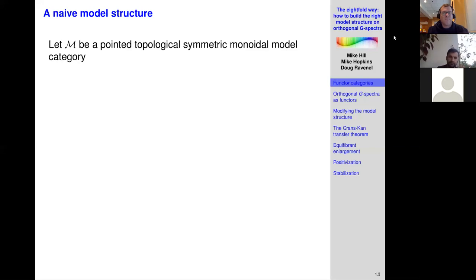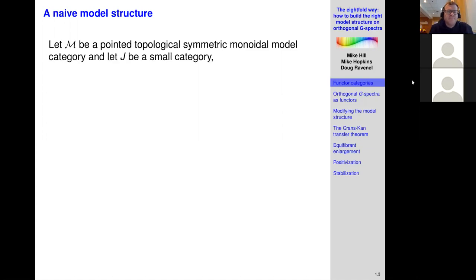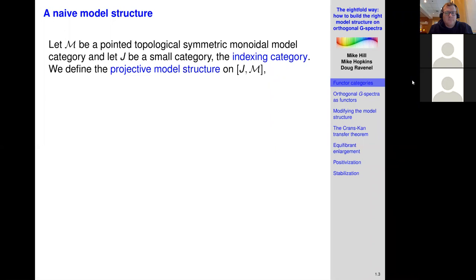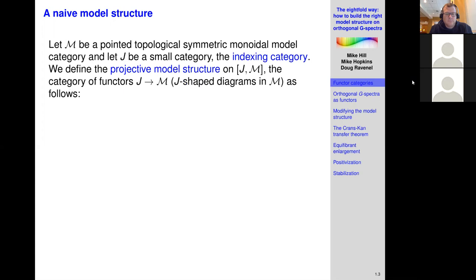So I'm going to start with some very elementary considerations about model categories. Let's say M is a pointed topological symmetric monoidal model category. You can think of the category of pointed topological spaces if you like. And let's say we have a small category J, and we want to look at functors from J to M. So these are J-shaped diagrams in M, and I want to put a model structure on that. That's called the projective model structure, and here's how I do it.